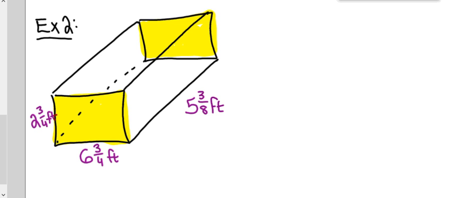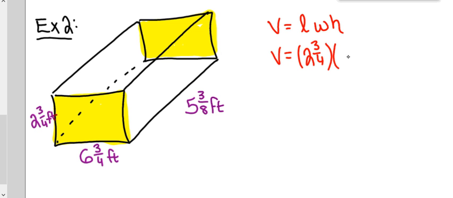I notice that they're in the shape of rectangles, and because they're in the shape of rectangles, I can use that formula, volume equals length times width times height. Or in this case, 2 3/4 multiplied by 6 3/4 multiplied by 5 3/8.